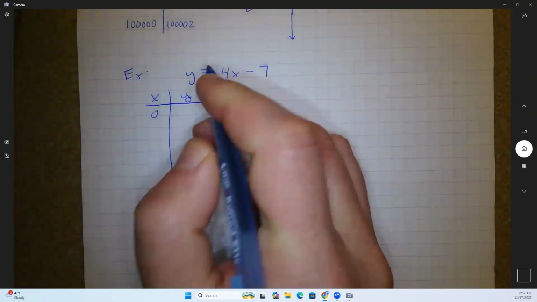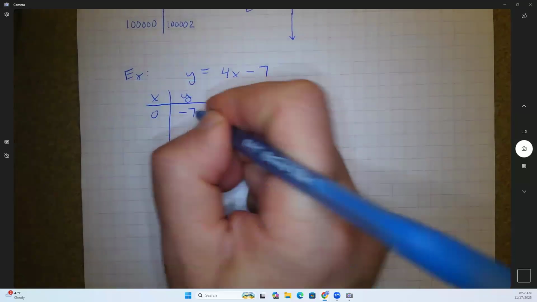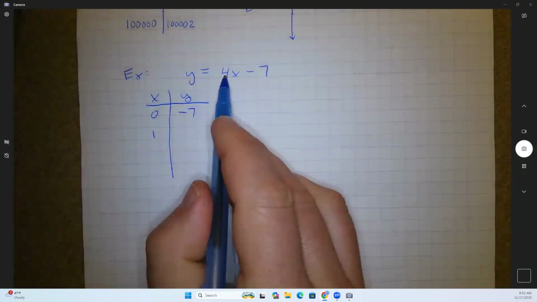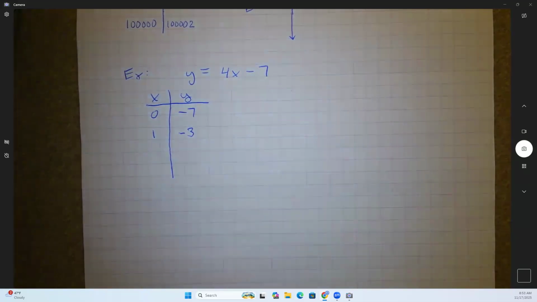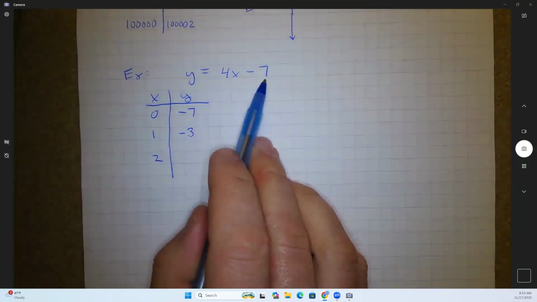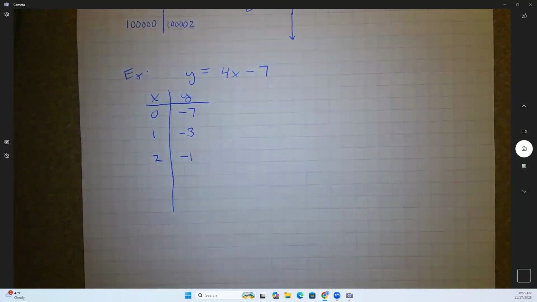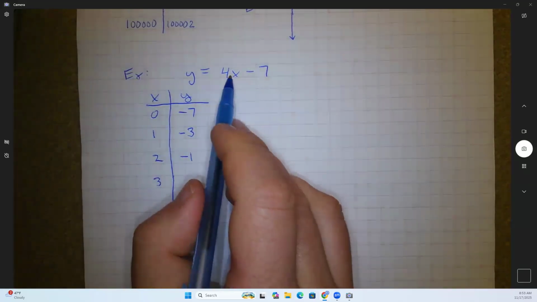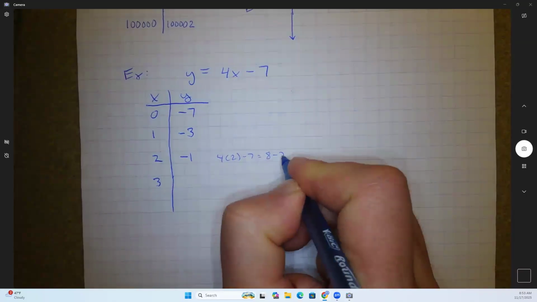When x is 0, y is 4 times 0 minus 7. So y is negative 7. When x is 1, y is 4 times 1 minus 7, which is negative 3. When x is 2, y is 4 times 2 minus 7, which is negative 1. I'll go a little bit farther. When x is 3, y is 4 times, oh, I think I did that wrong, right? 4 times 2 minus 7 is 8 minus 7, which is positive 1.